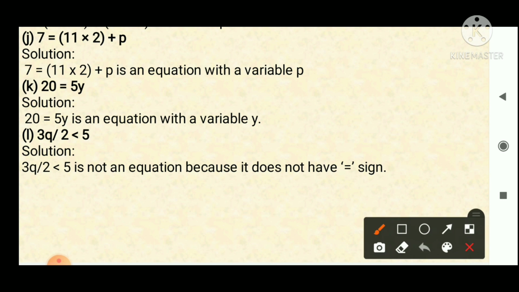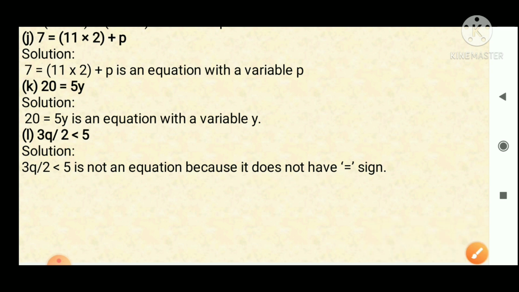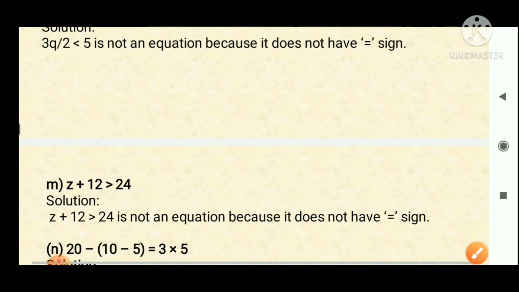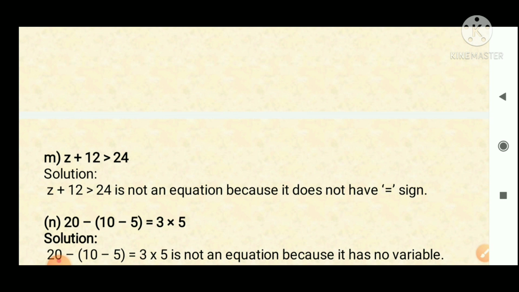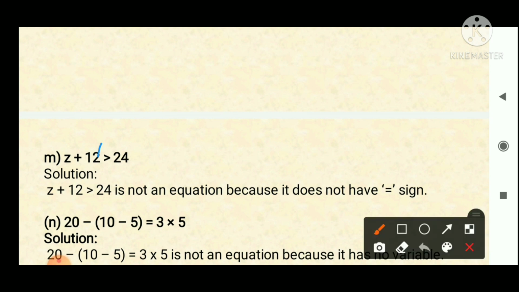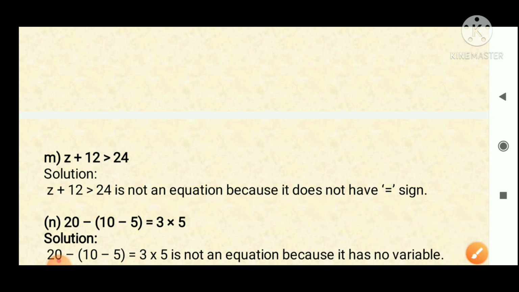Next, 3q upon 2 less than 5. This is not an equation because the equality sign is not used. So 3q upon 2 less than 5 is not an equation because it does not have an equal sign. Next, z plus 12 greater than 24. Here also the equality sign is not used. So z plus 12 greater than 24 is not an equation because it does not have an equal sign.